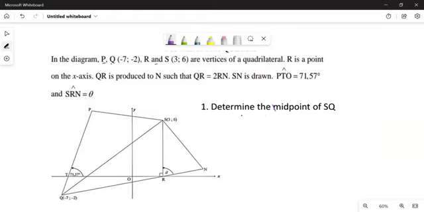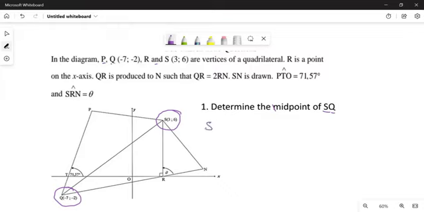First question: they say determine the midpoint of S and Q. What do they mean by that? We have 2 coordinates. We're going to look at point S and also point Q. You can highlight the points you're going to be working with. So you have point S, and we also have point Q. These are the 2 points that we're going to be using.